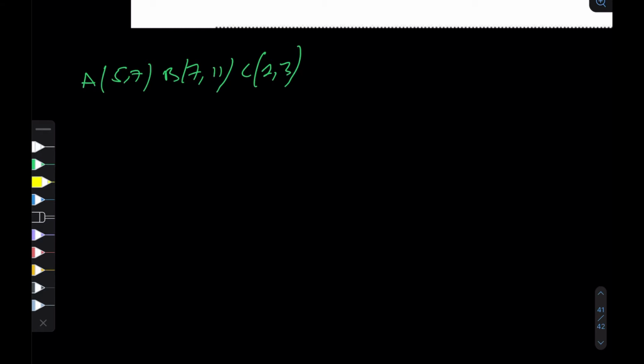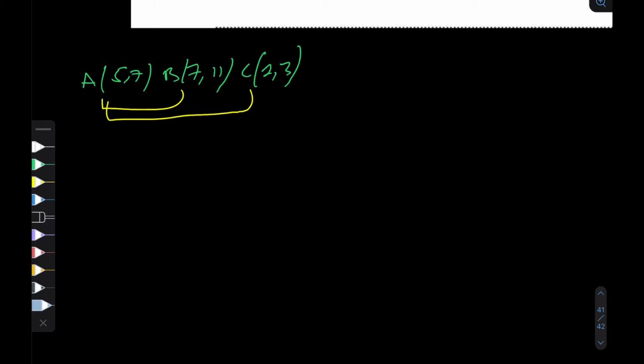So students are generally taught that you can just follow a simple procedure and you'll get the equation of a circle. That procedure is you take any two pairs, let's say AB and AC, and then you find their perpendicular bisectors, and then you find the equation of their perpendicular bisectors, and then you equate them. That will give you the center of the circle, and from there on you can find the radius too.